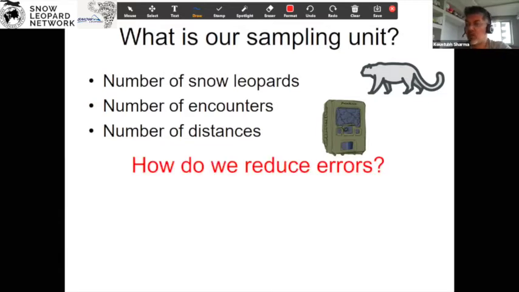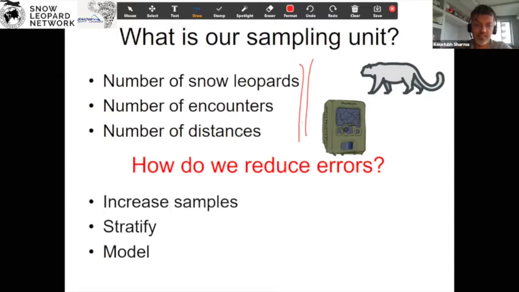Now, if these are our sampling units, how do we reduce errors? You remember these three points: you increase the samples, you stratify, or you model. All three are possible. How do we increase samples? Increase the number of camera traps to get more snow leopards captured. Set up your camera traps at positions where you can get a lot of encounters, and make sure they are positioned so that each snow leopard gets a chance to be photographed on more than one camera, or more snow leopards get captured on several cameras.